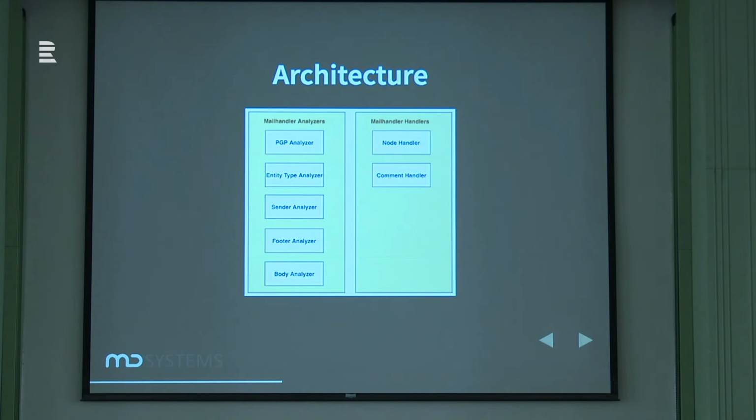Okay, so the mail handler architecture is just like this. It provides a set of plugins for InMail. On the left side, there are 5 analyzers that we provide by default: PGP analyzer, entity type, sender, footer, and body analyzer. And on the right side, there are handlers that act based on this analyzed data: node handler and comment handler.